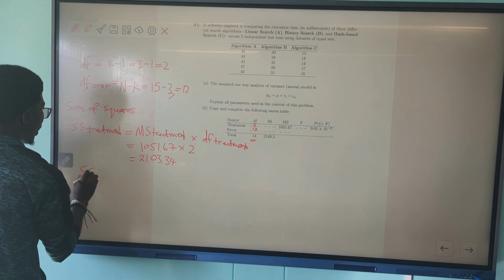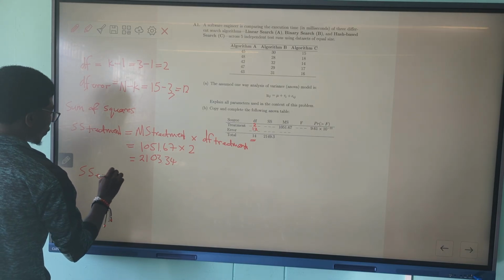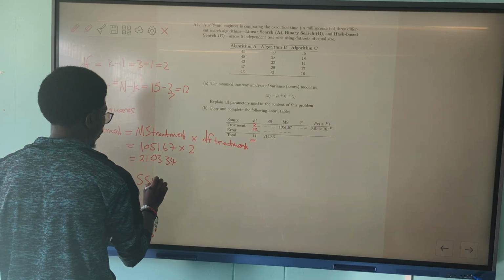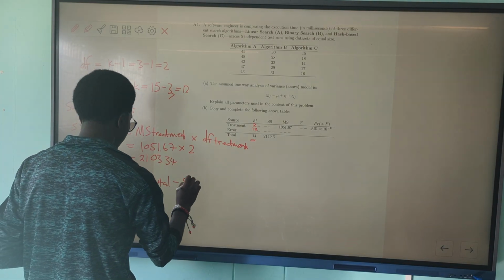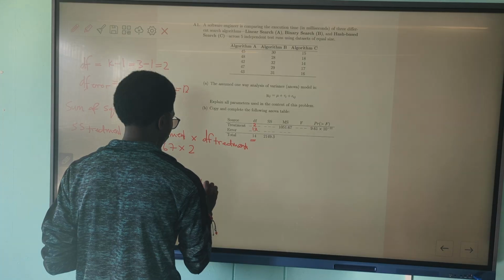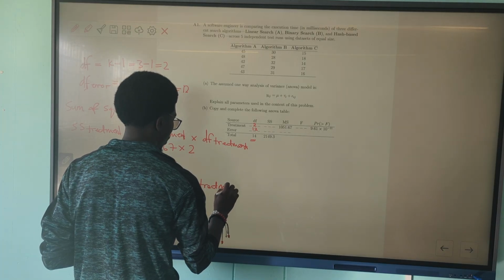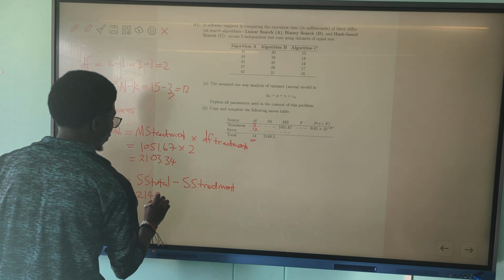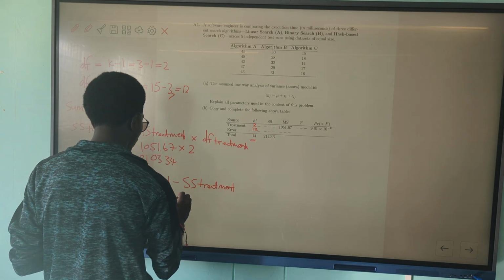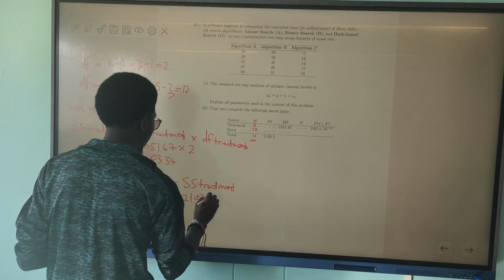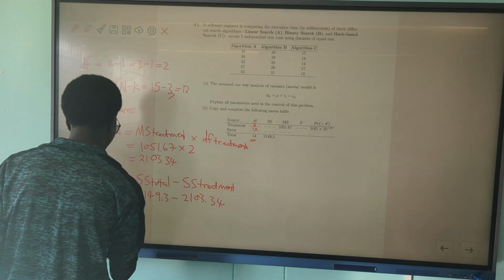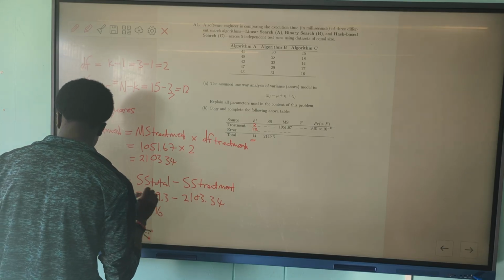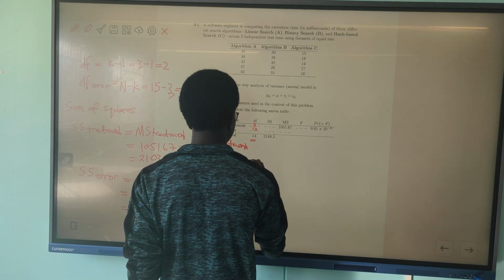SS error is equals to SS total minus SS treatment, which is equals to 2149.3 minus 2103.34, and we get 45.96. Now we need to find the mean of squares.